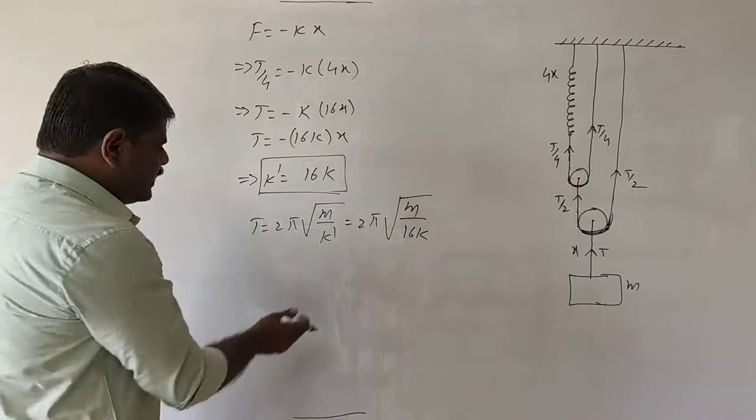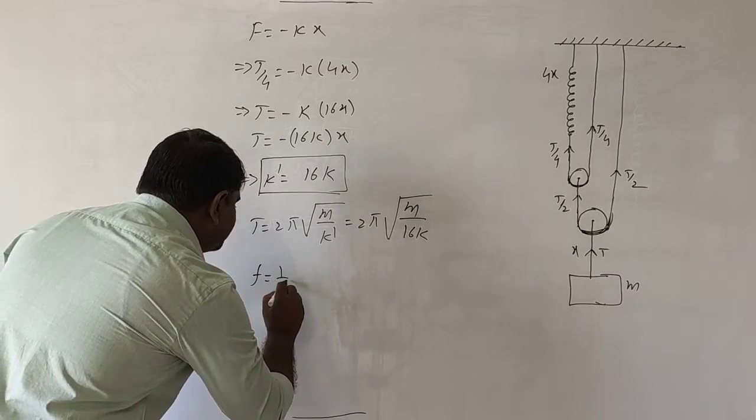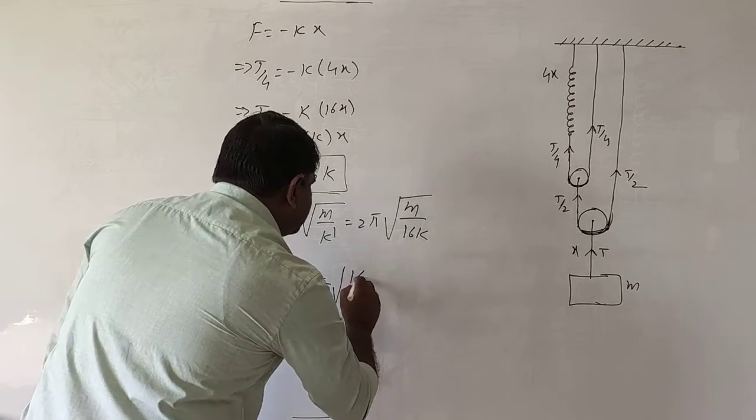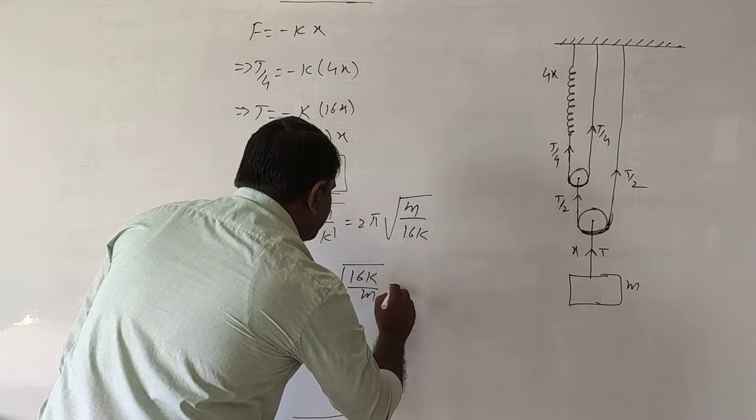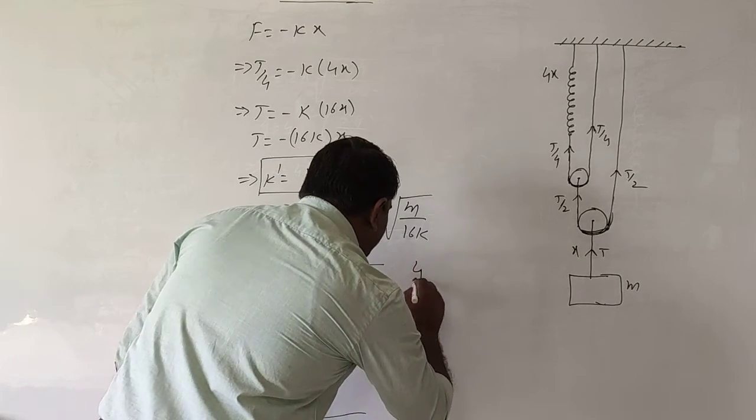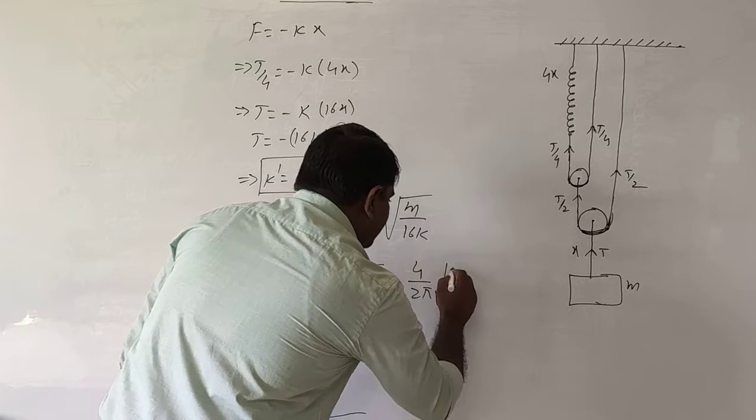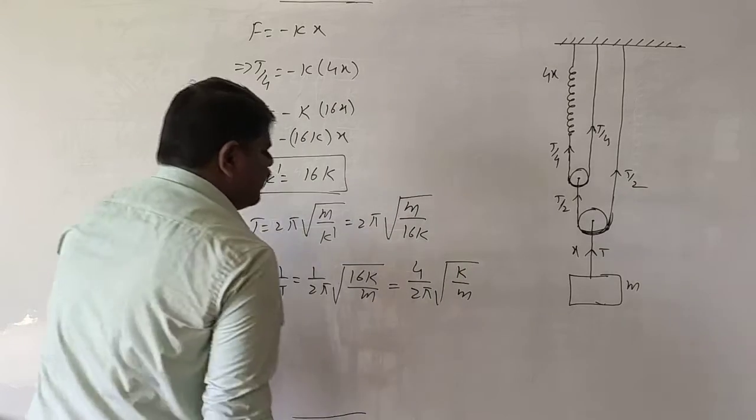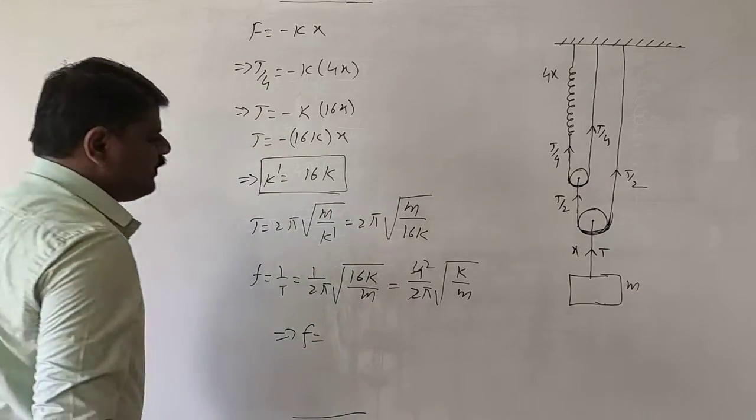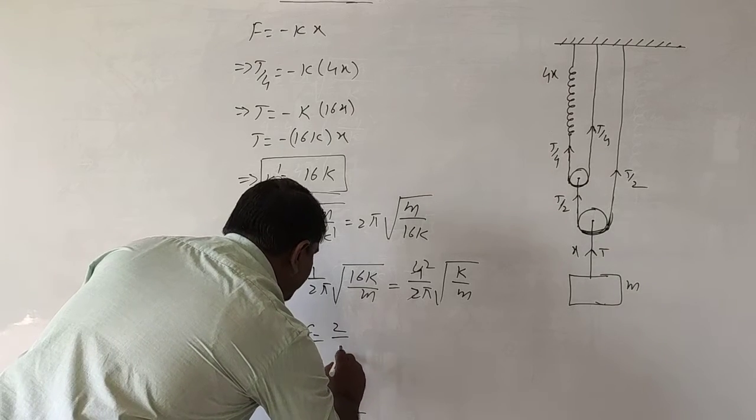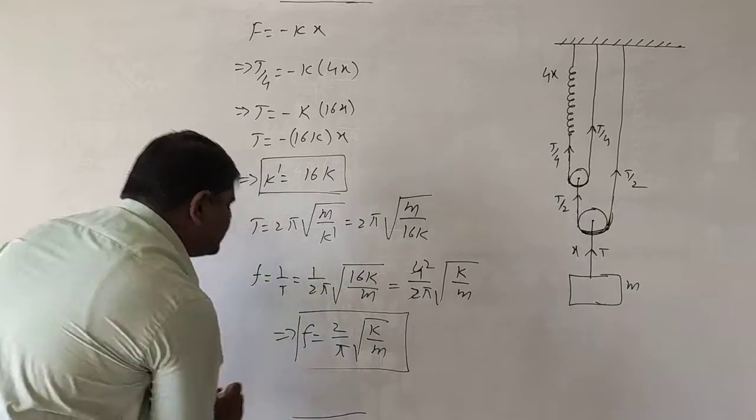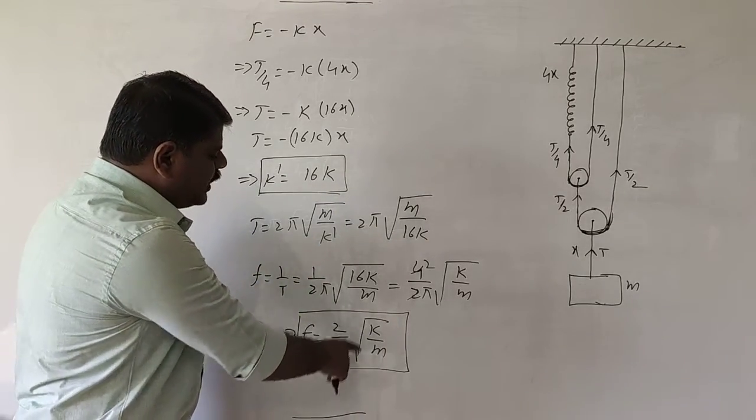Now to find the frequency, what happens? It is 1 by T. So the frequency F is equal to 1 by T, that is equal to 1 by 2 pi into under root of 16K by m. That is equal to, 16 comes out of the root and becomes 4. So it becomes 4 by 2 pi into under root of k by m. The 2 will be cancelled. So the final equation: the frequency F is equal to 2 by pi into under root of k by m. This is the frequency of the given system.